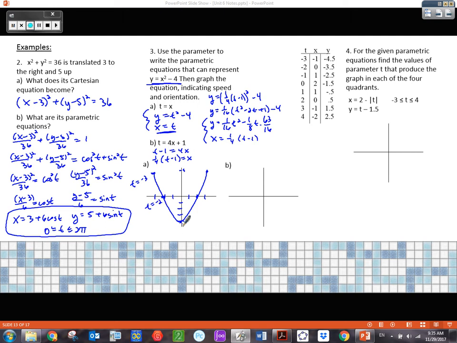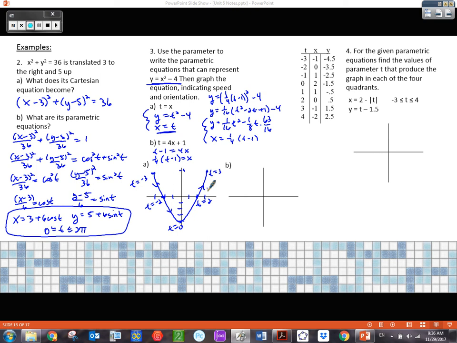If my x value here is 0, what's my t value? 0. If my x value here is 2, what's my t value? We're getting the hang of it? Right, t would be 2, and t would be 3. Now, it's going this way. That's my orientation, got my orientation.